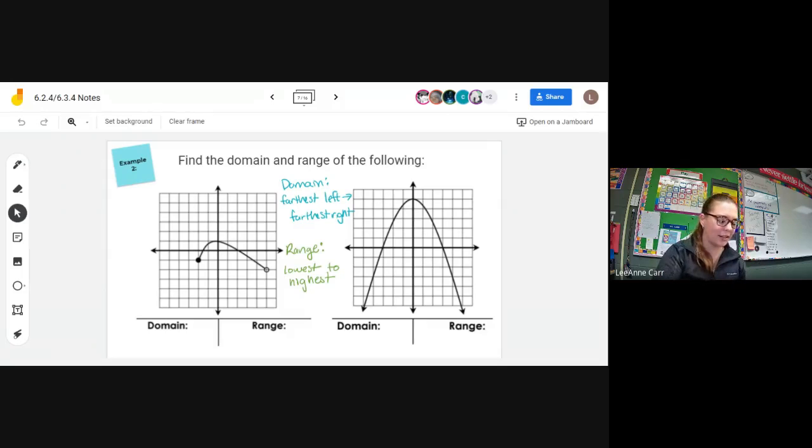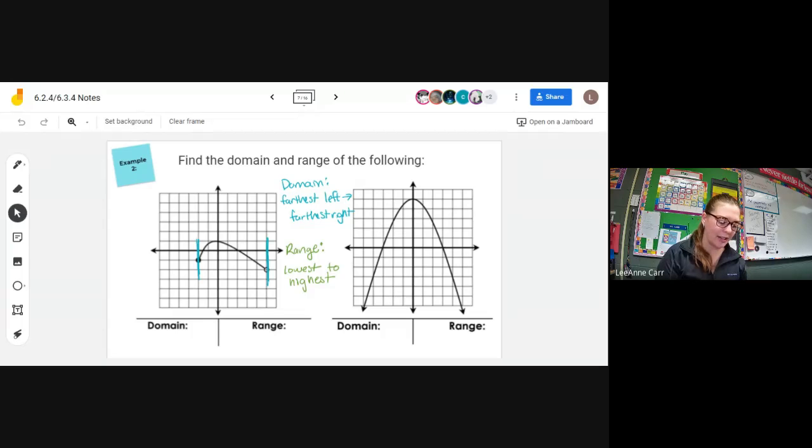So what I like to do is draw little bounds for myself. We said domain is the farthest left and the farthest right. So I'm going to go to the farthest left point on my graph here, and I'm going to draw myself a little boundary. And then I'm going to go to the farthest right, and I'm going to do the same thing. So that would help us figure out what our domain is. I'll talk about how to write that in notation in a moment.